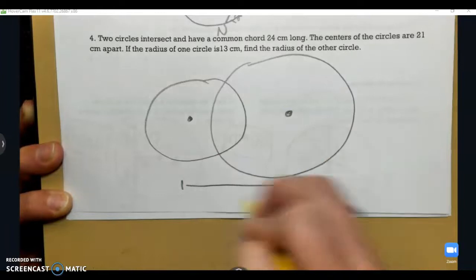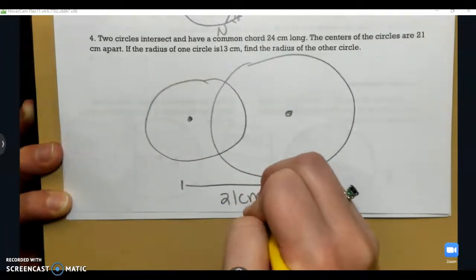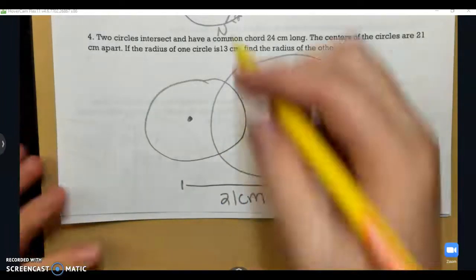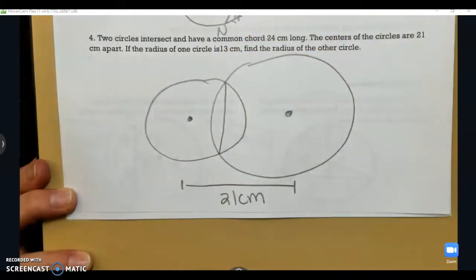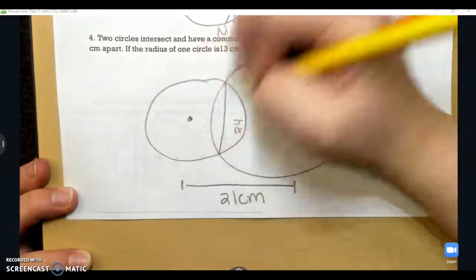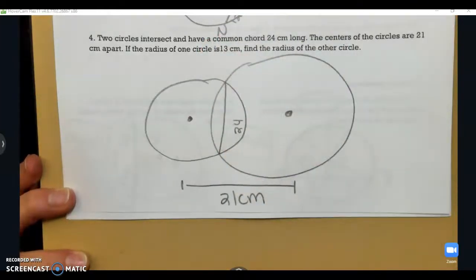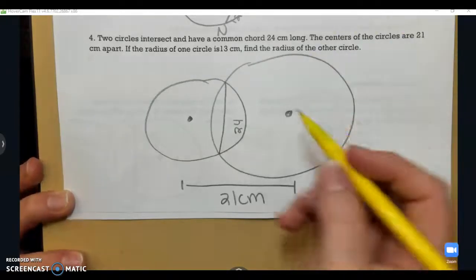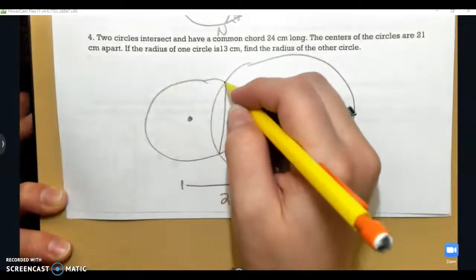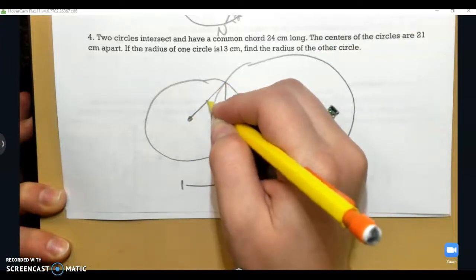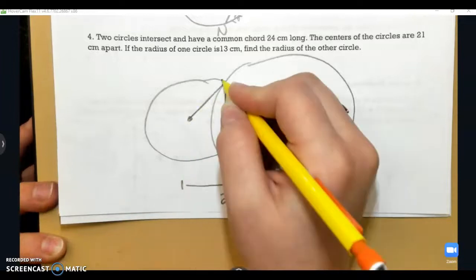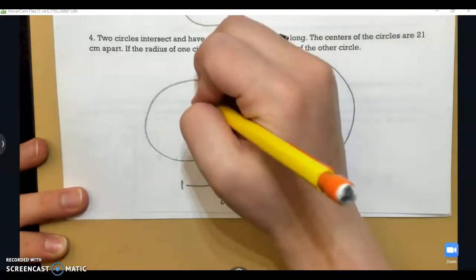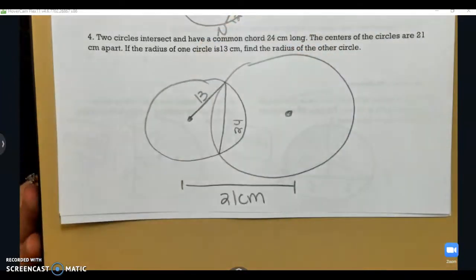So, I'm going to draw that in here. This is 21 centimeters. And they have a common chord. So, that would go between these two intersection points, and it is 24 centimeters long. And then we're told that the radius of one circle is 13. So if I were to draw a radius, where have I been drawing all of my radii in these practice problems? That would be from the center to the end point of the chord. So I'm going to do that. So this is a 13 centimeter radius.